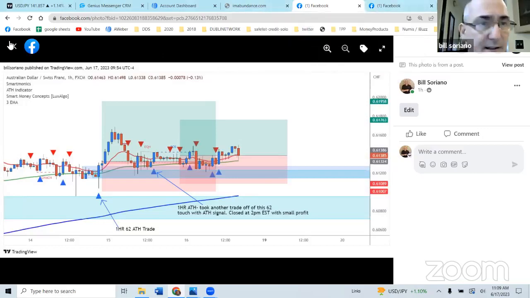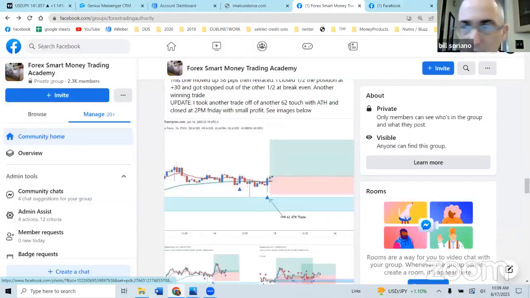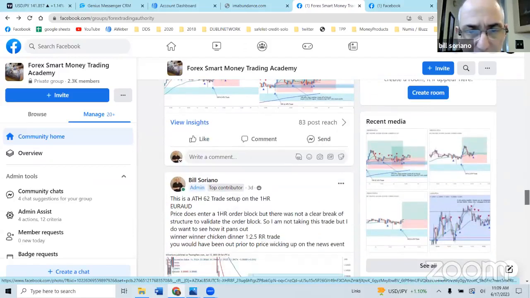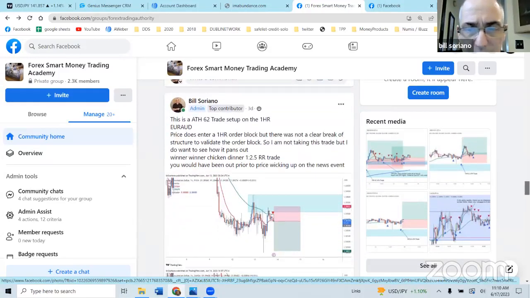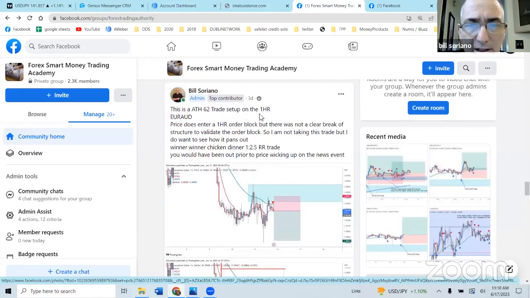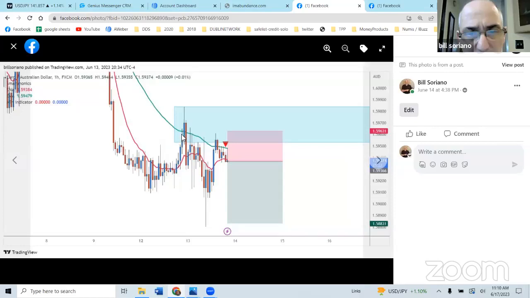Right? So let's get back here. Let's see what else we have. We had marked up in the group here. Now, this was a trade in EUR AUD. Again, I wasn't able to take this trade. As you can see here, price pulls back to the 62, but there's no ATH signal. And then it comes down, pulls back again, right? Get the ATH right here. So again, you can get in at the open of the next candle, or you can wait for a pullback, which you would have gotten into a trade with the pullback.